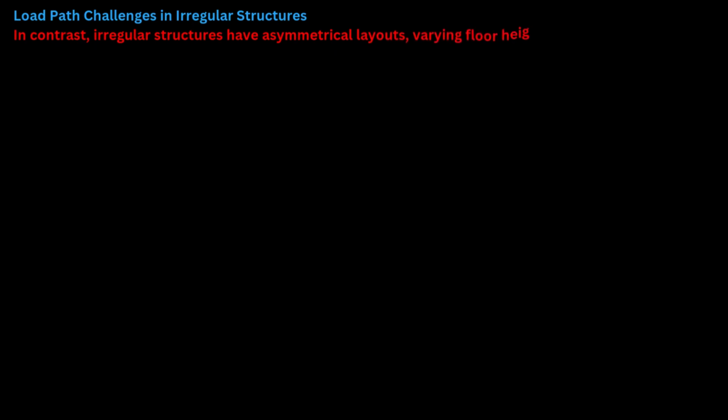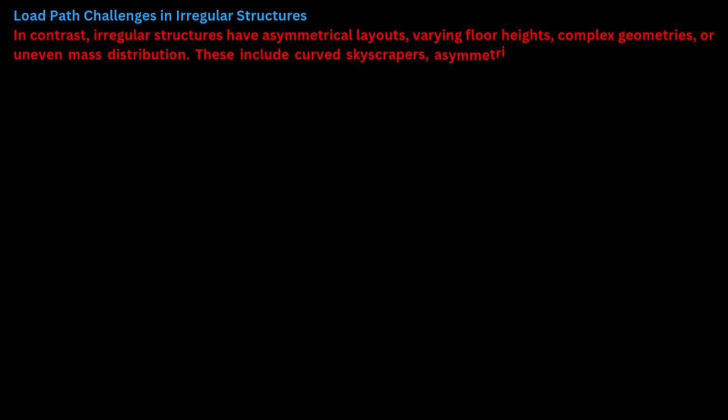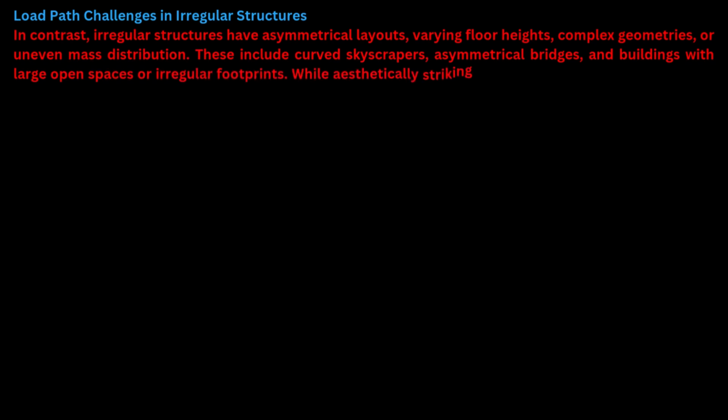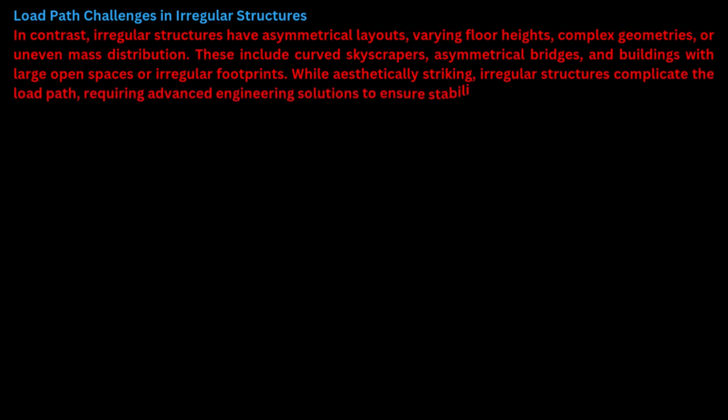Load path challenges in irregular structures. In contrast, irregular structures have asymmetrical layouts, varying floor heights, complex geometries, or uneven mass distribution. These include curved skyscrapers, asymmetrical bridges, and buildings with large open spaces or irregular footprints. While aesthetically striking, irregular structures complicate the load path, requiring advanced engineering solutions to ensure stability.